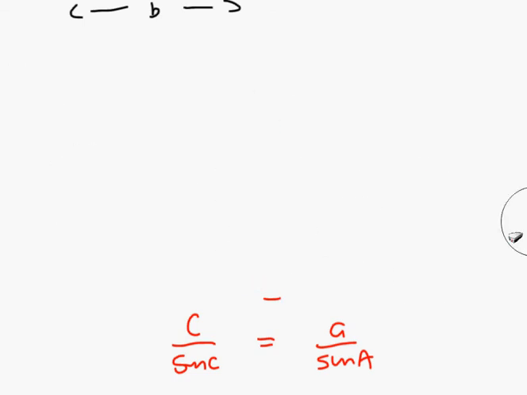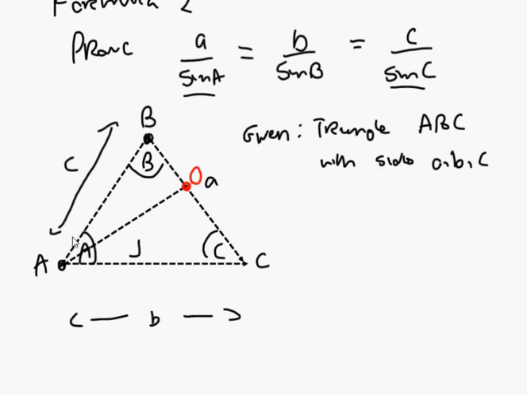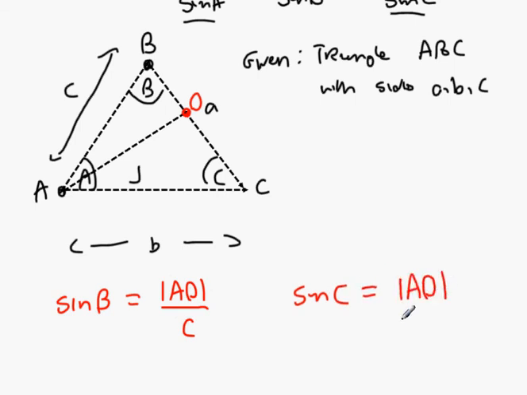Now look at this. This time, see the angle we cut in half? That's the angle you don't use. So I'm going to use sine B. What's sine B equal to? AD over c. What's sine C equal to? AD over b.